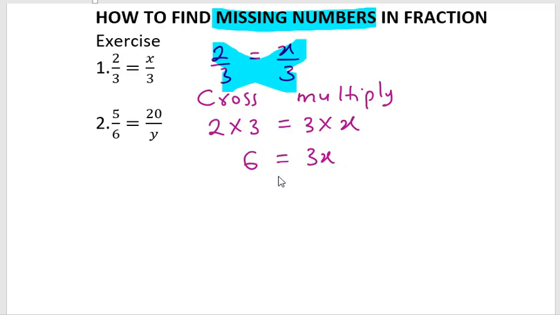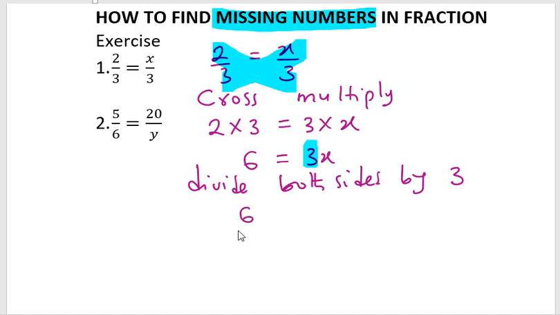So 3x. Now you have 3x, the next step is to divide both sides by the coefficient of x. And what's the coefficient of x? The number that's written together with x. And here we'll have 3. Now we're not using 3 because we like 3. We're using 3 because it's the coefficient of x.